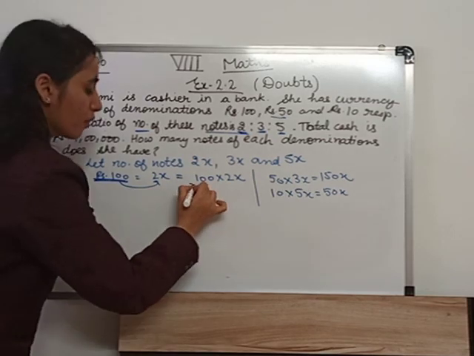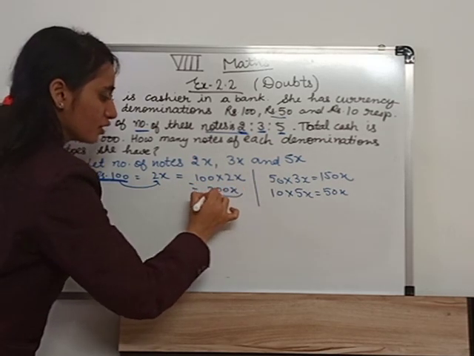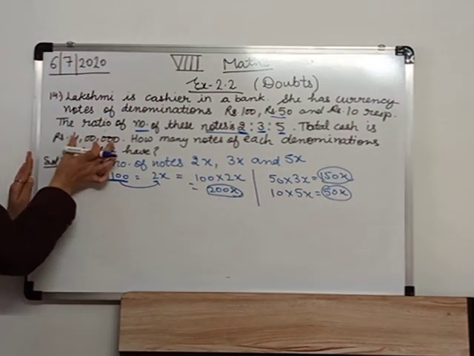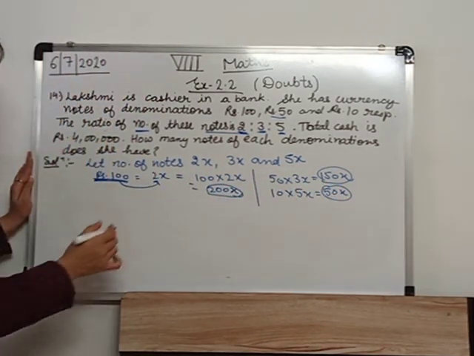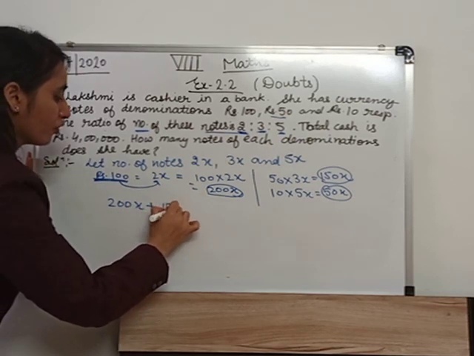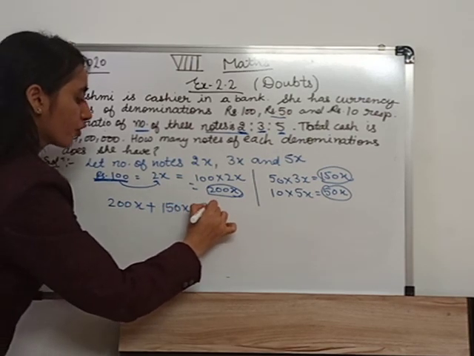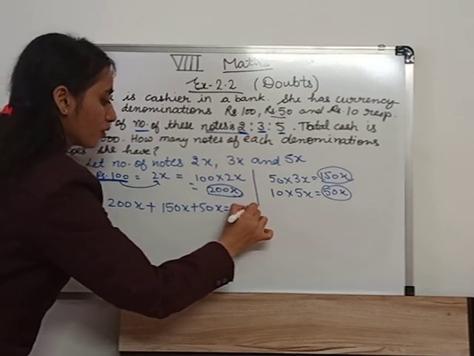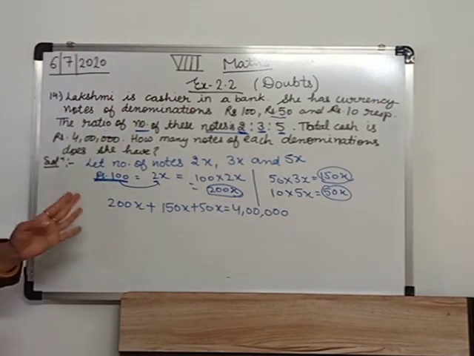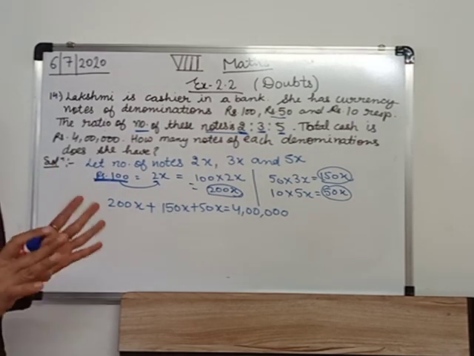Now this total amount is equal to 4 lakh. Means 200x plus 150x plus 50x. This total amount is equal to 4 lakh. How can we count? I will explain again.